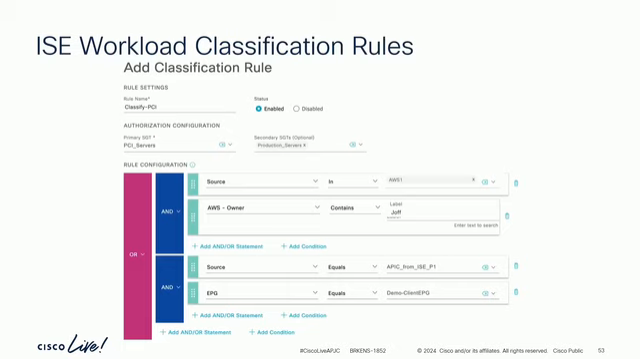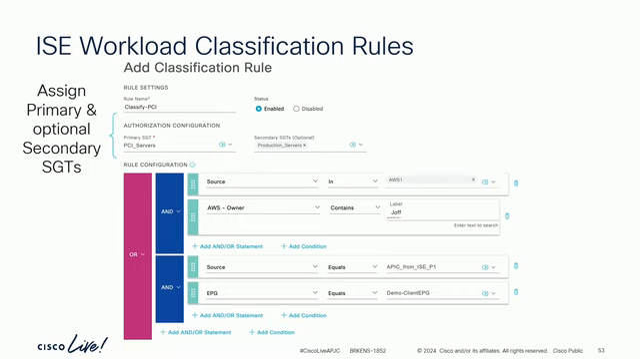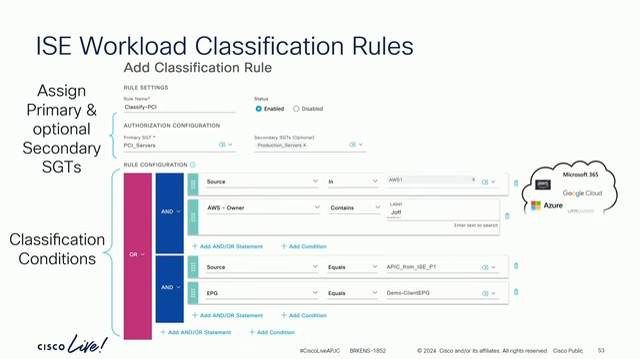So how do we add these classification rules? Remember, we're learning these attributes and the IPs, but we need to be able to put them into groups somehow. So you add a classification rule, you give it a name, and then you say, right, whenever I learn, I want to put it into this primary SGT, and you can optionally assign a secondary SGT. And then you configure your conditions, right? So you may have, as a condition, the source contains any of the labels. So these are attributes that you've learned from the cloud.